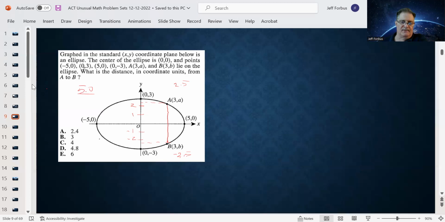There's no way it can be 6. So E's gone. There is absolutely no way it can be 4, because 2 is less than where the dot is at, right? There's no way it can be 3, because 3 is at the top. And there's no way it can be 2.4. So our 5.0 models answer choice D almost perfectly.